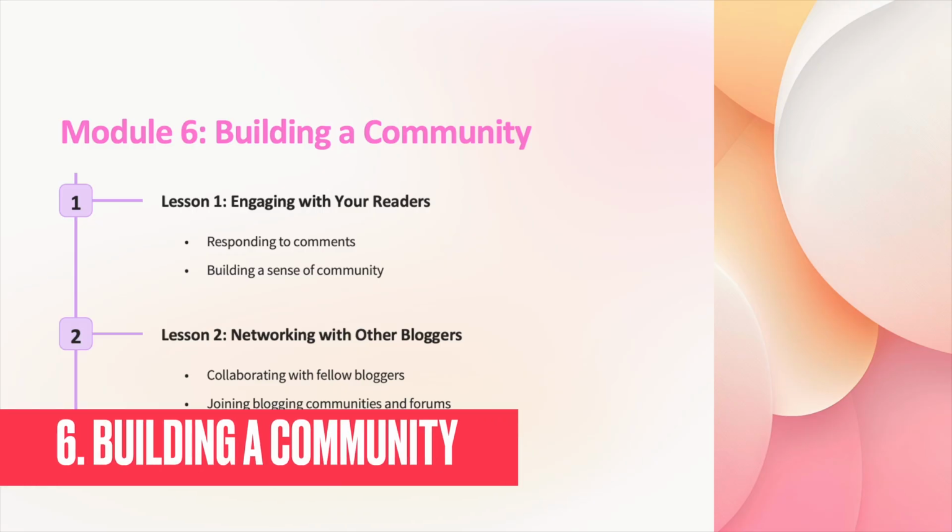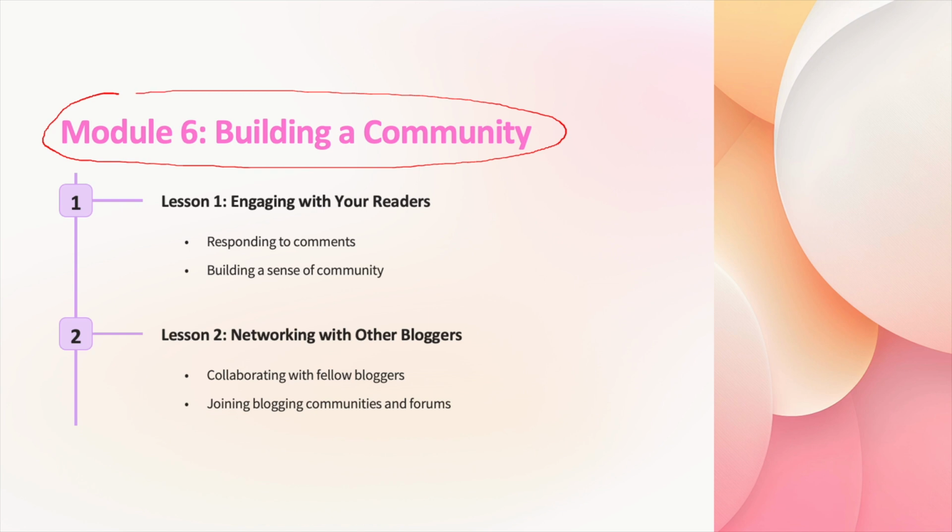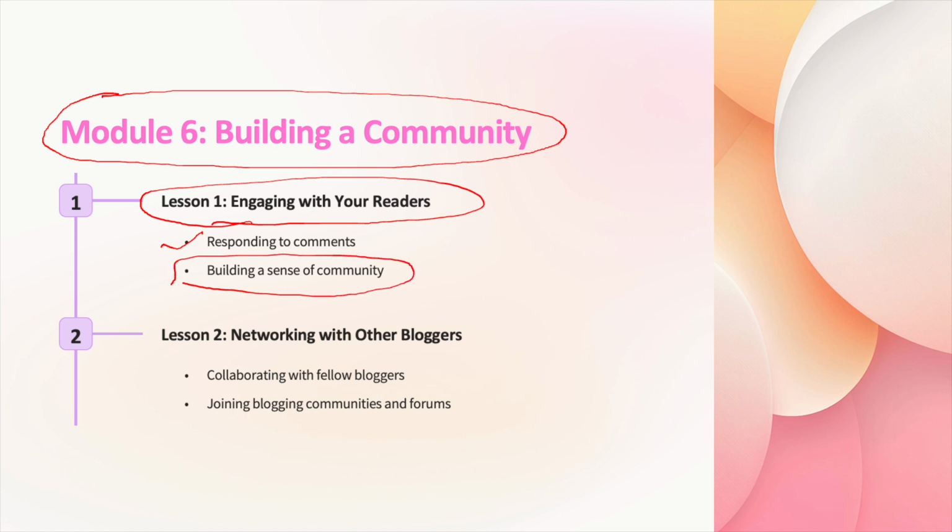Module number 6 is all about building a community. So there are 2 chapters in this module. Chapter number 1 is engaging with our readers. In this chapter, we will see how we can engage with our readers or audience that comes on our blog. In the first point, we will see how we can respond to their comments in more effective ways, and in the second point, we will see building a sense of community where people can share their thoughts and opinions.